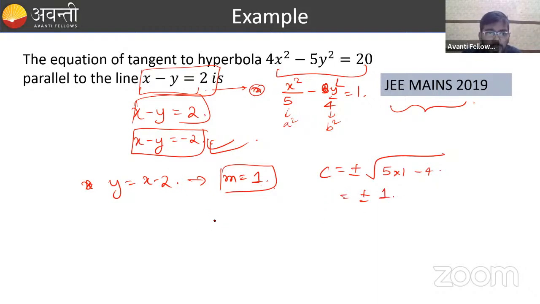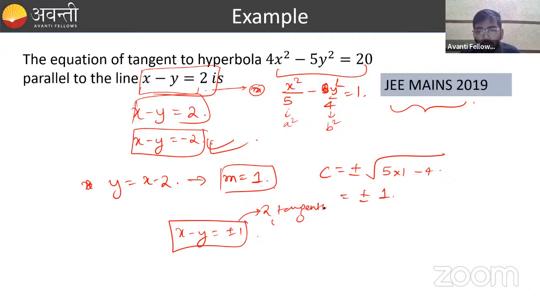Therefore, the equation of the tangents which are parallel to this line is x - y = ±1, right? So please do not forget that there are always two tangents possible, two tangents for one slope.